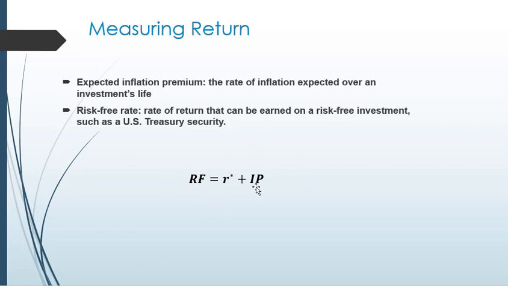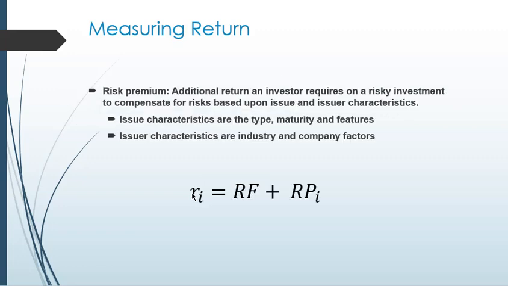We don't have a good way to really measure this, so we come up with something that is, for all intents and purposes, completely risk-free, and that's a United States government bond. The risk premium, again, is attached to this risk-free rate and is dependent on the company and the security. So the type of security, the maturity, the features that are available, the issuer characteristics like the industry and company factors, all of these are incorporated in this risk premium.